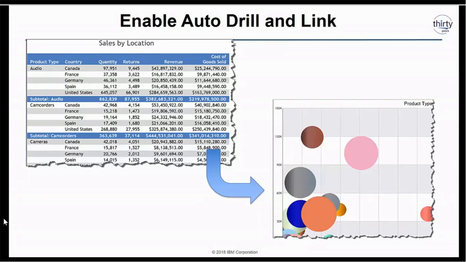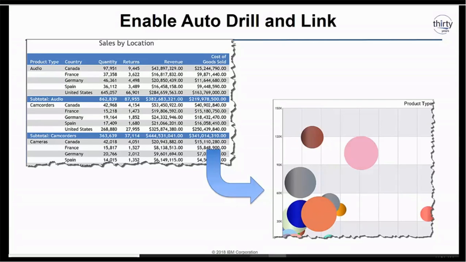One of the new things in 2.2.1 is how simple it is to enable taking a fairly static report and turning it into a much more dynamic report for the end user through auto drill and auto link capabilities. So let's have a look.